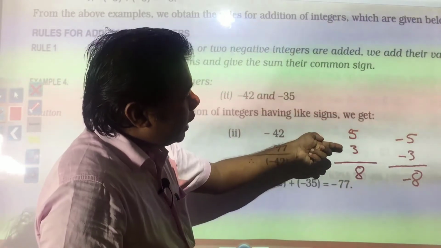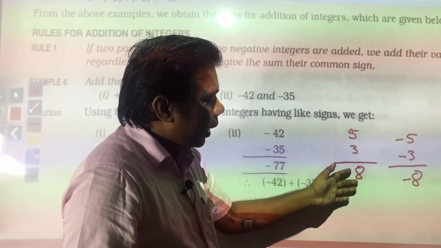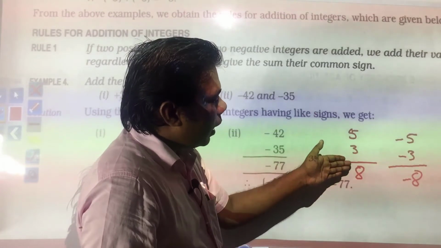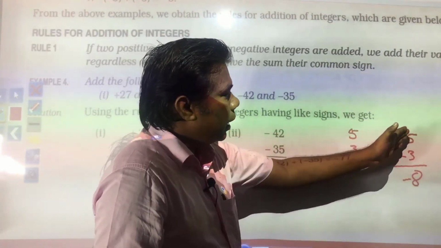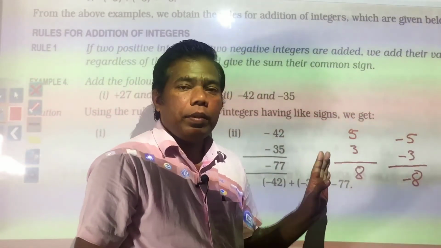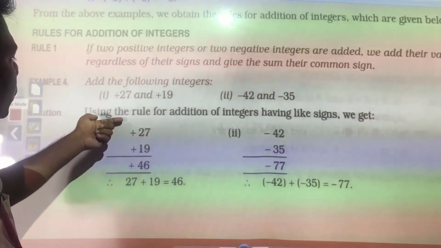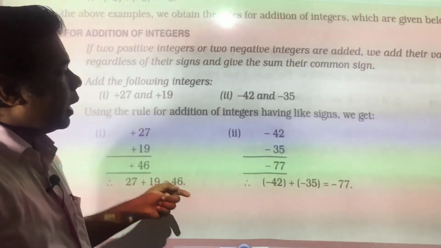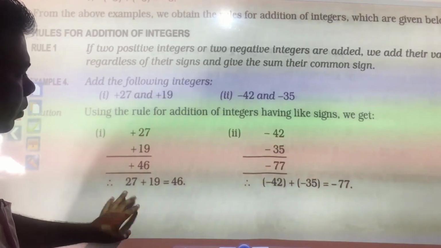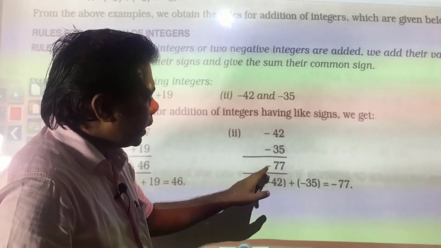So, if same sign is there, either positive or negative, numbers are required to be added and the sign will be of their own. It means if positive numbers are being added, positive sign you will have. If negative numbers are being added, negative sign you will have. That you need to remember. So, here you see in the example, using the rule for addition of integers having like signs, we get 27 plus 19, just numbers have been added and sign is positive. Minus 42 and minus 35, numbers have been added and sign is negative.